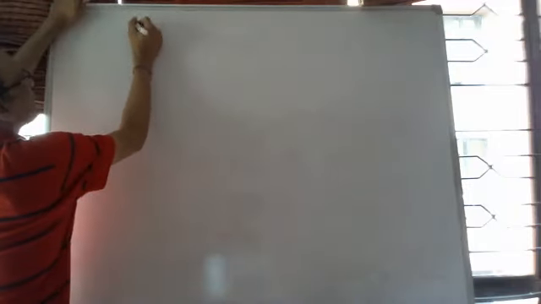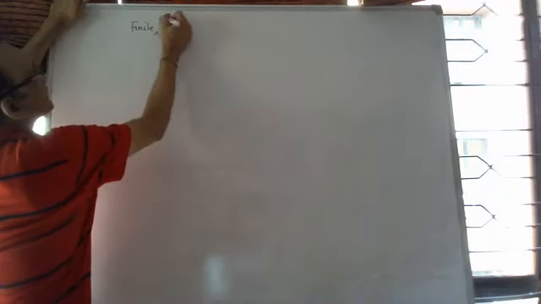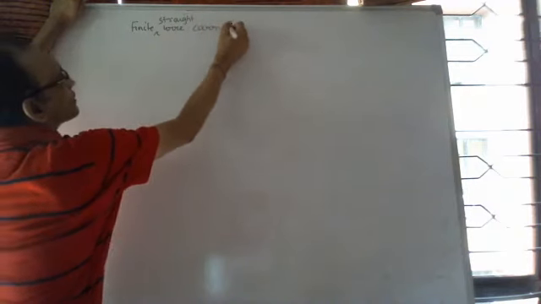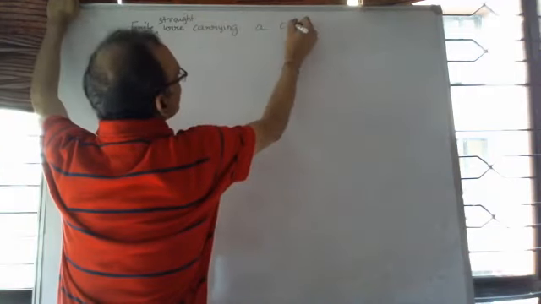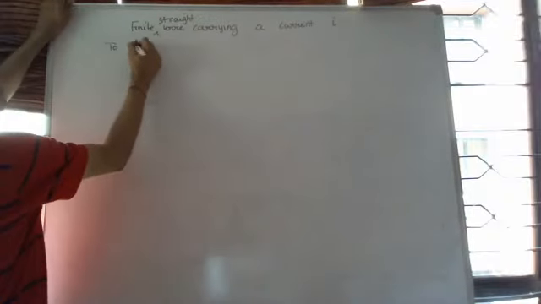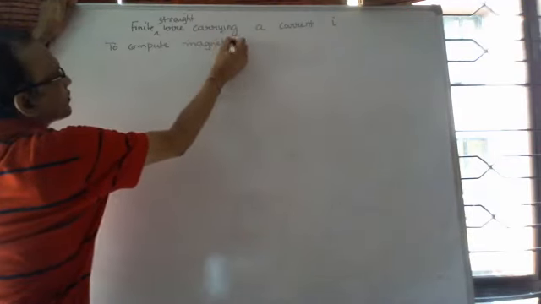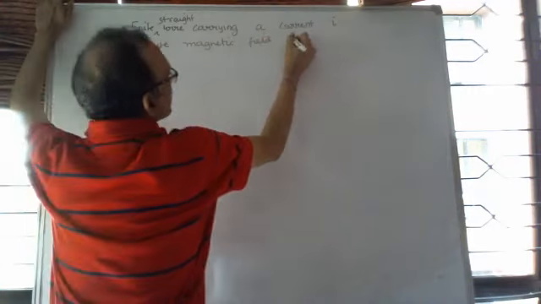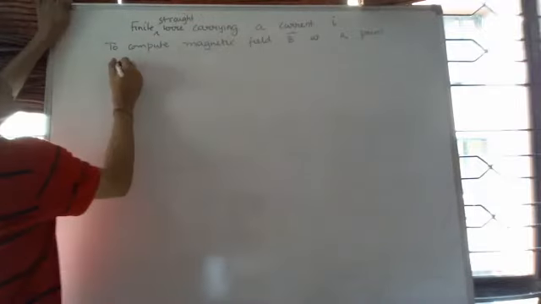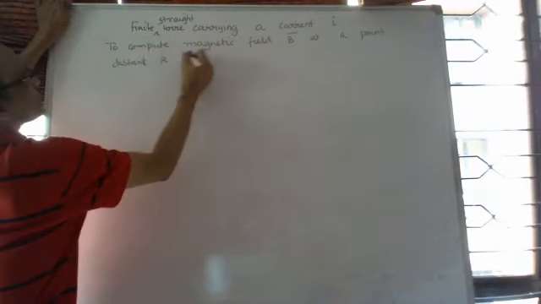Now, suppose I take a finite straight wire carrying a current, to compute the magnetic field at a point distant r from this one.